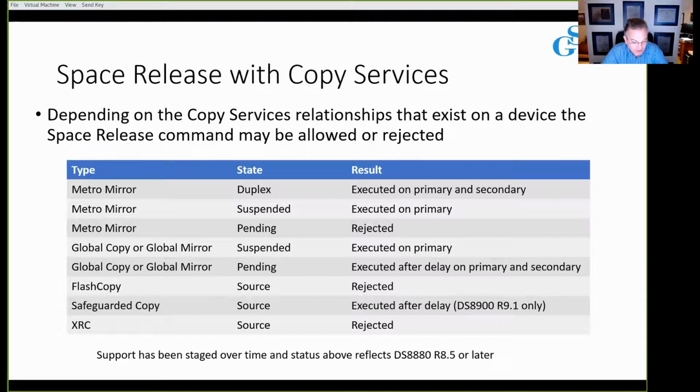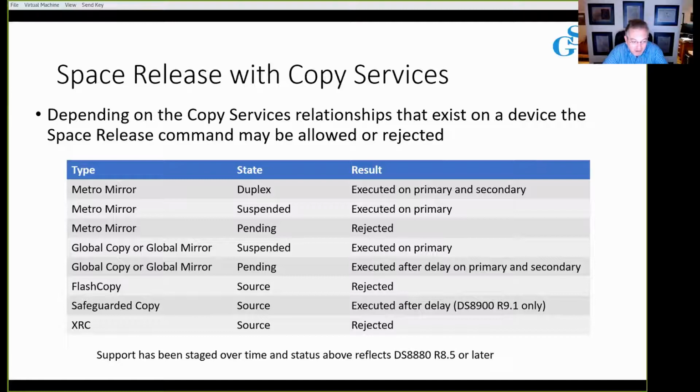And we also now have the ability, with all the various different copy services functions, to execute the space release not just on the device that received it, but on other copies of the device. So if you have MetroMirror, we will execute the space release on the primary and the secondary. If you have Global Mirror, then we will execute it on the primary, and after some delay, because Global Mirror might not actually be current at the point you issue the command, we'll issue it on the secondary.